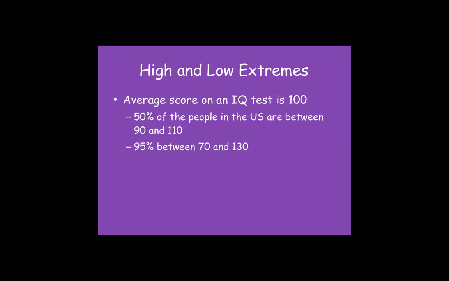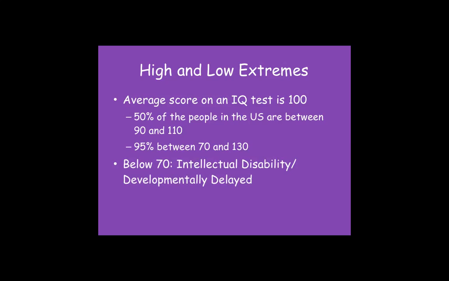The average score on an IQ test is 100. 50% of people in the U.S. are between 90 and 110. 95% are between 70 and 130. If you are below 70 in IQ, then you have intellectual disabilities. Developmentally, they can be delayed. Above 130, you are considered gifted in our society.